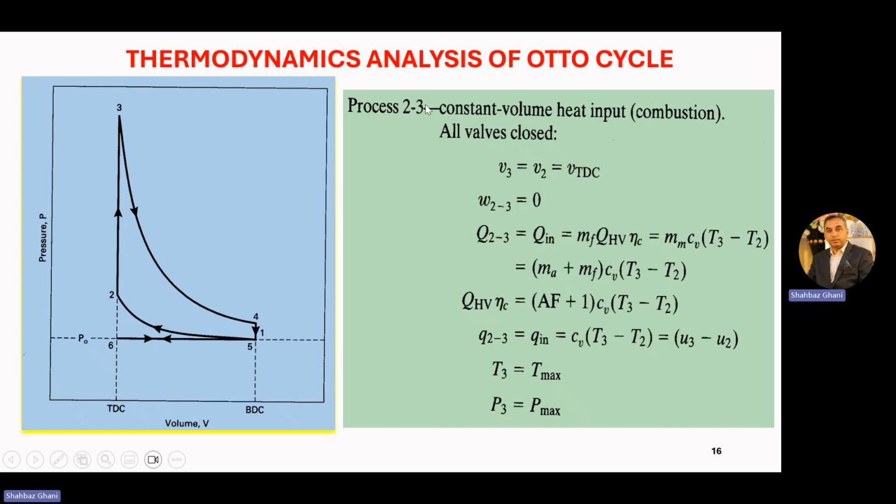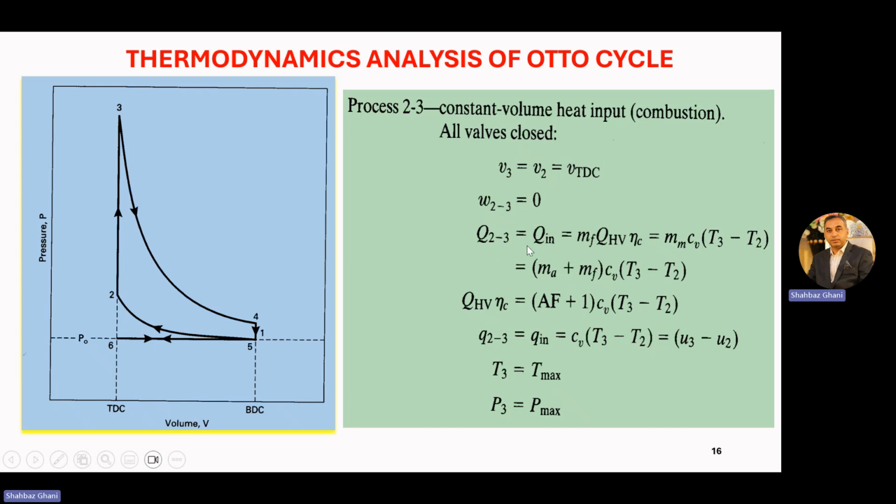Now the process 2 to 3 is constant volume heat input, the combustion process, and the condition of the valves is that all valves are closed. So the specific volume at points 2 and 3 is equal, and that is the specific volume at top dead center. So the work done from 2 to 3 is 0, but there is a heat addition.